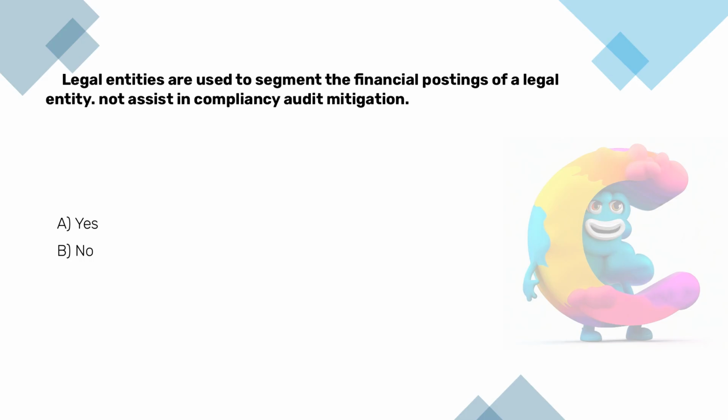Legal entities are used to segment the financial postings of a legal entity, not assist in compliance audit mitigation. Is it correct? Okay, now pause the video here, have a bit of think, and then continue when you are ready. No, while legal entities do segment financial postings, they also play a role in compliance and audit mitigation by ensuring that financial records are maintained.